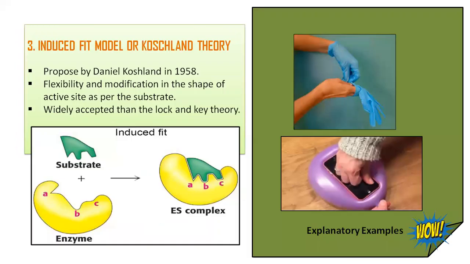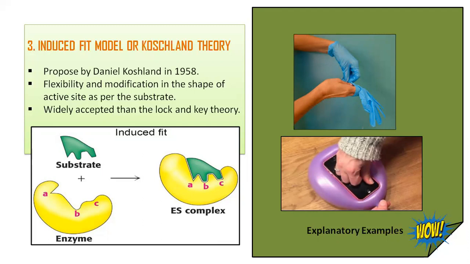Next theory, that is the induced fit model or Koshland theory. This was proposed by Daniel Koshland in 1958. This relates with flexibility and modification in the shape of the active site of the enzyme as per the substrate. For example, please concentrate on the diagram on the left side. Here the substrate is represented by the green color structure while the enzyme is the yellow color structure.